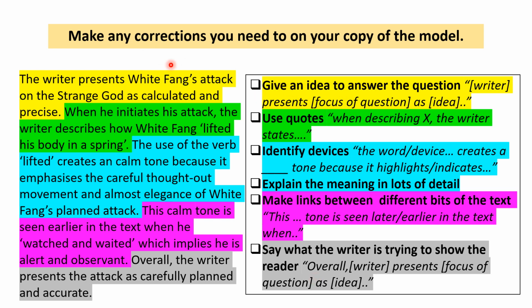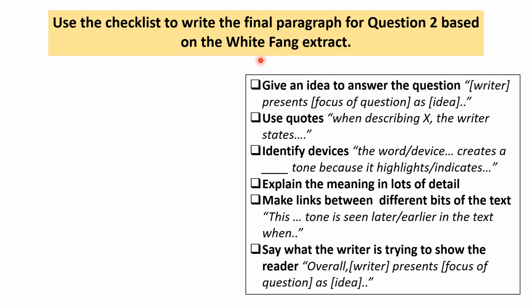As you can see here, each step follows in chronological order. And the largest step is the analysis here. So pause the video now, make any corrections if you need to. All right, so that is my two paragraphs, but I need my final third paragraph. So what I would like you to do now is to use the checklist here, in the same way that I have just done, to write the final paragraph for question two based on the White Fang extract.